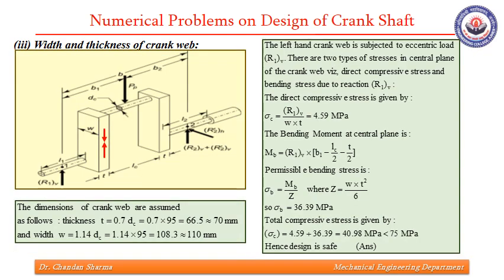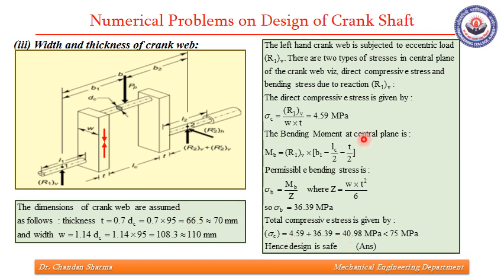Next, we need to find the width and thickness of the crank web. We'll assume empirical values of thickness and width of the crank web, which are given by 0.7 DC and 1.14 DC. These assumptions are duly mentioned in the data book, so we can very well refer to the data book for the same. Our strategy will be to check the induced stresses, and if the induced stresses are within the permissible limits for these values, then we can presume our design to be safe.